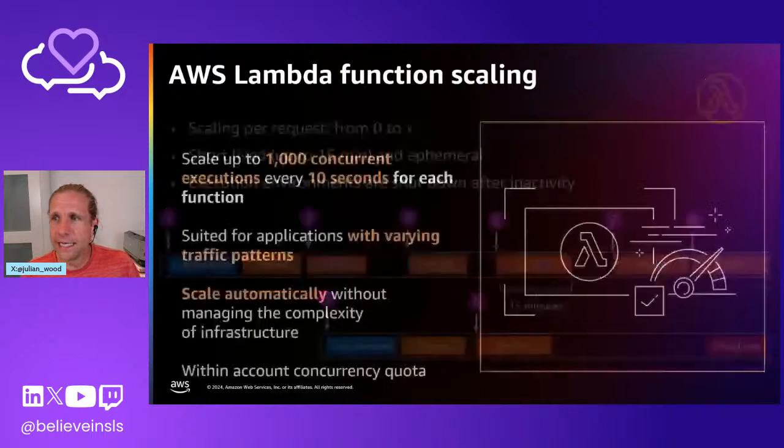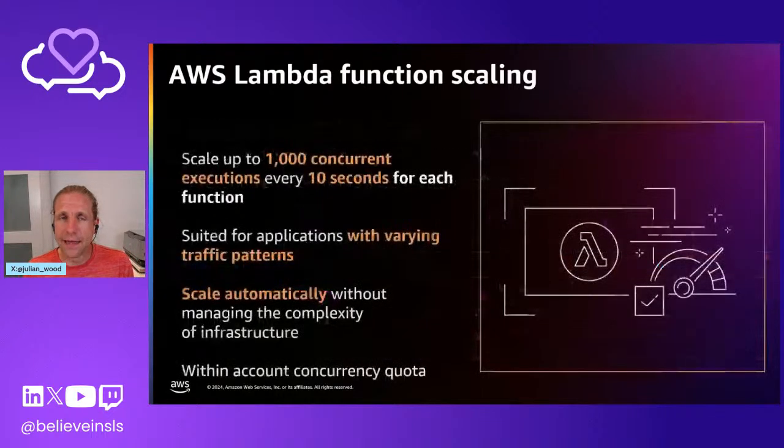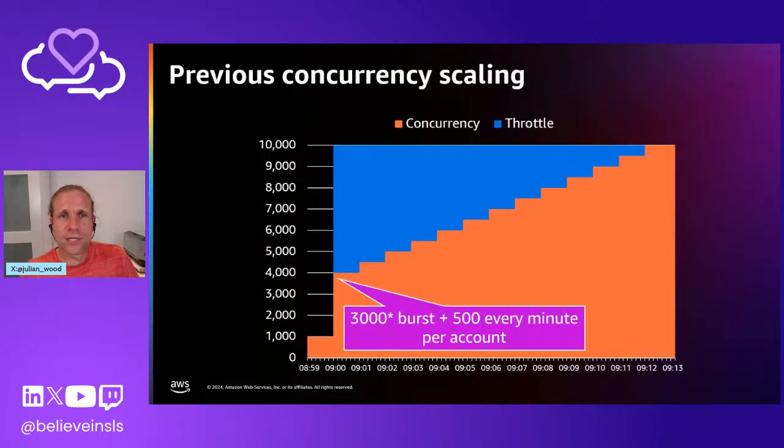And so recently, we actually updated the Lambda function scaling. And now Lambda functions can scale by 1,000 of those concurrent executions, as I showed previously, every single 10 seconds. And this is obviously great for applications which have varying traffic patterns. And this scale just happens automatically without you having to do anything. So let me just show you the old model we had.